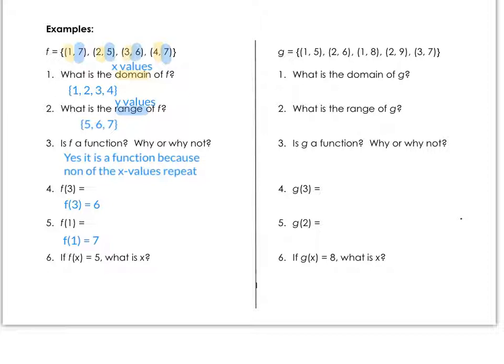Now this is a little different. They're saying that if f of x is 5, that means that's the y value. What is x? So when y is 5, if I look up here, a y value of 5 is paired with an x value of 2. So for this one, I have to say that x equals 2, a little bit different than the previous.